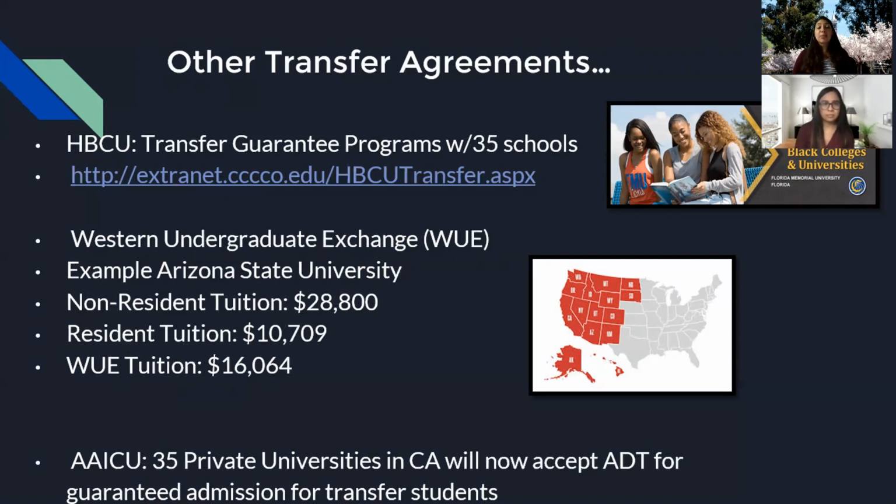Resident tuition, so that's someone that lives in Arizona and is an Arizona resident, they would pay about $10,709. Now, if you are coming from California and going to ASU, because it's a part of WUE, you would only pay $16,064. Yes, of course, it is not $10,000, but it is also definitely not $28,800. So you are definitely saving some money there. So make sure that you, again, check with the school that you're interested in applying to, to make sure that they're a part of that program.